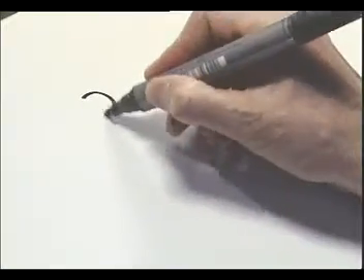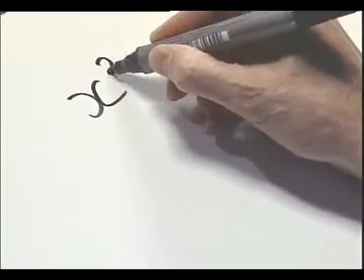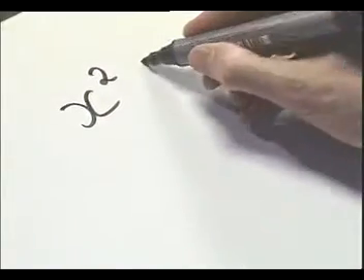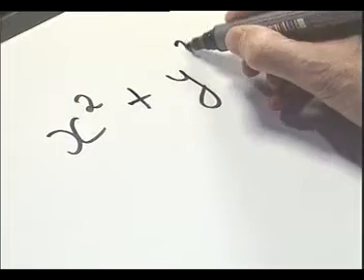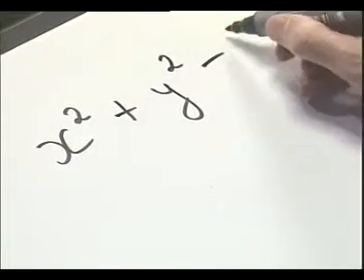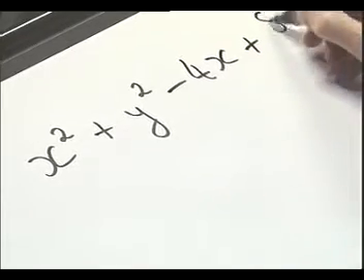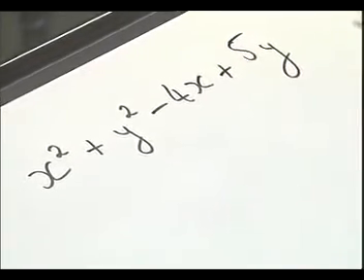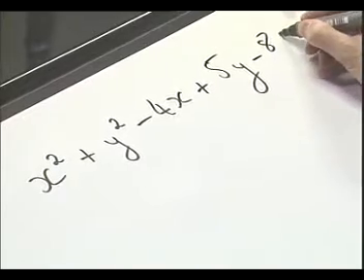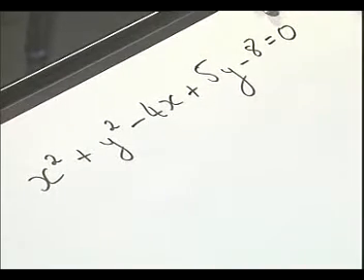In this video, we're going to be looking at how we might differentiate functions of y with respect to x. Let's begin by looking at an equation like this. x squared plus y squared minus 4x plus 5y minus 8 equals 0.